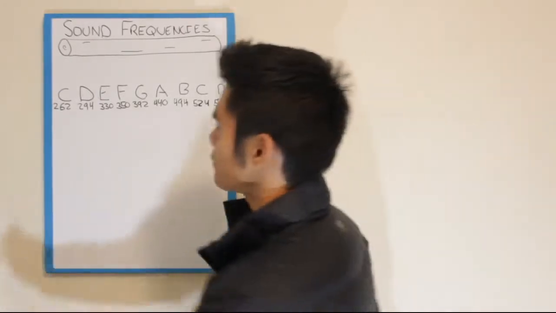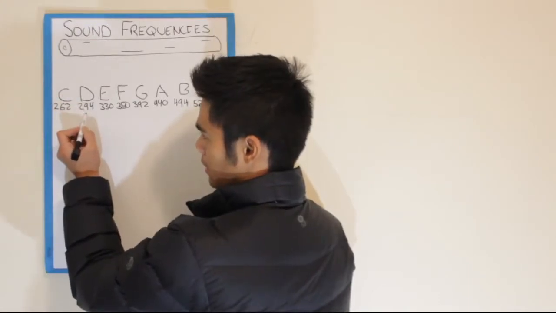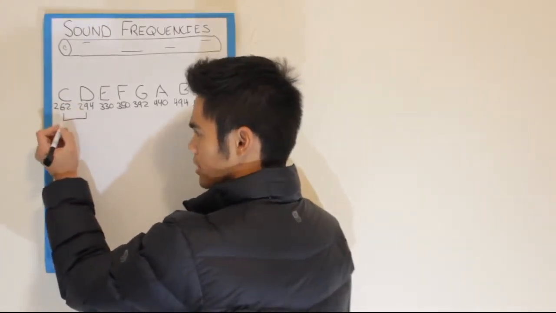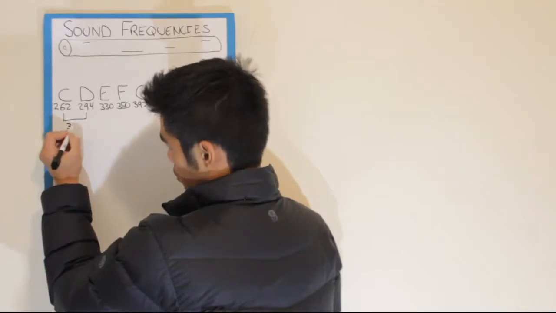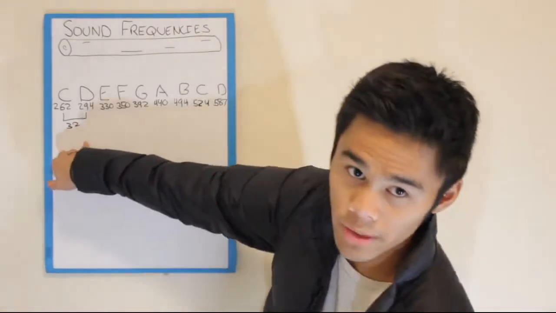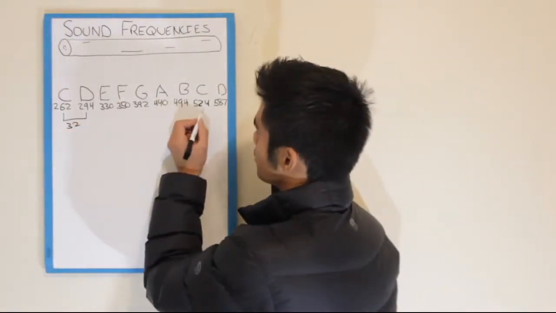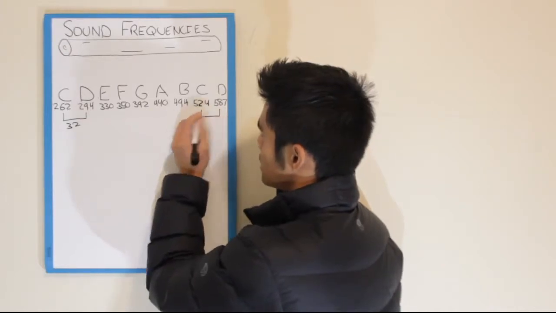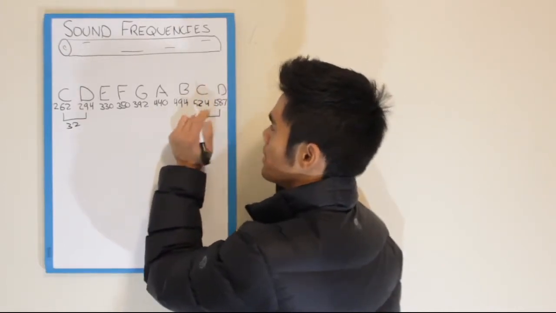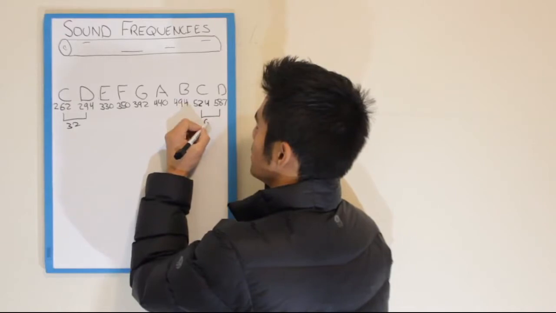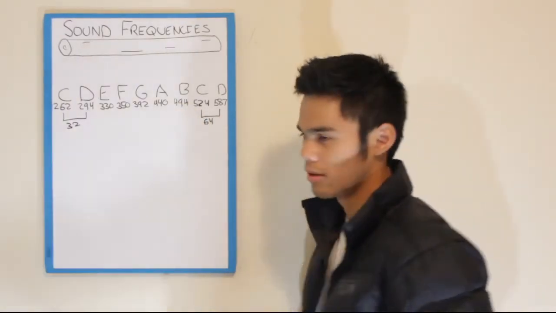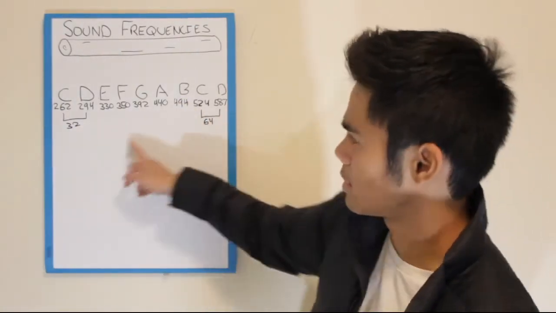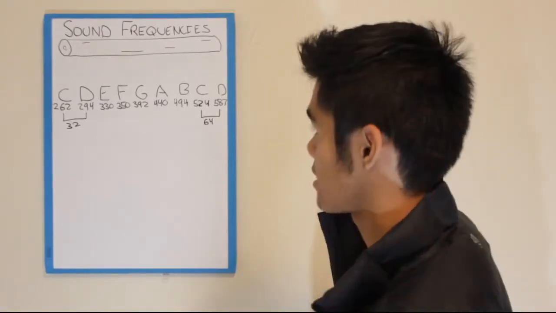But the difference between low C and low D, 294 minus 262, is 32. So that's the interval between C and D. But if you look at the interval between high C and high D, 587 minus 524 is actually 64. So what? The increments have doubled. That's evidence against it being a linear scale.